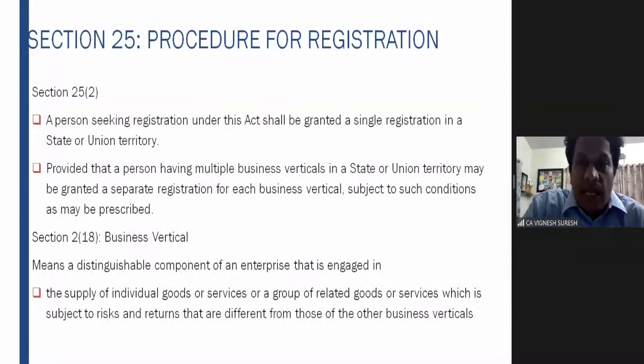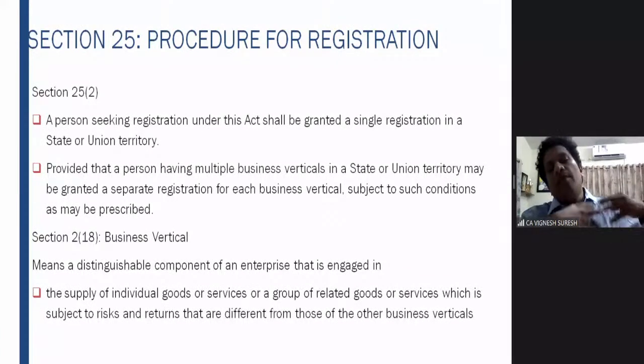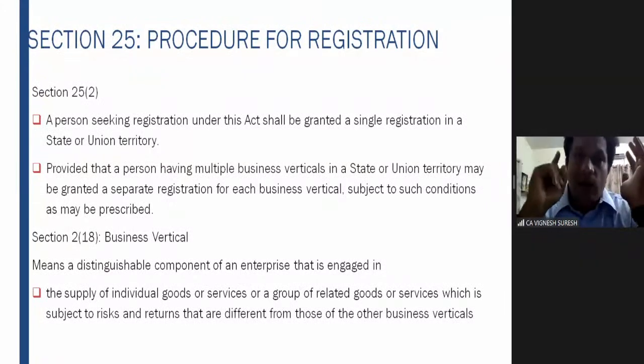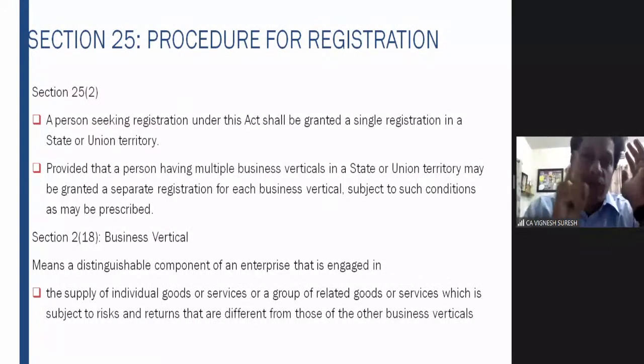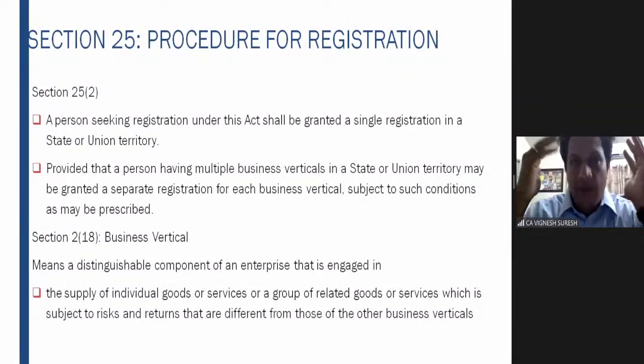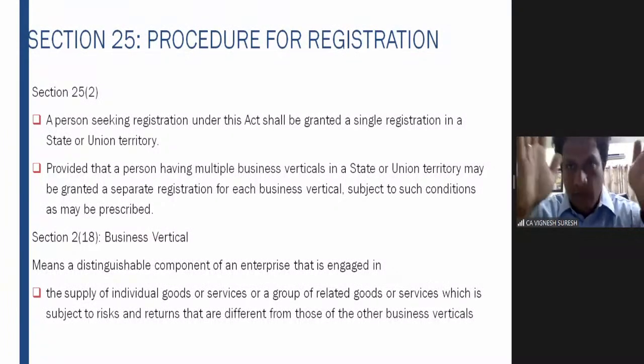A person seeking registration under the Act shall be granted a single registration in a state or union territory, right? Very simple. So when I am applying for a registration in a state, I will be granted only one single registration for that particular state or union territory. Please bear in mind, if I'm applying for a registration, assuming in the state of Maharashtra, I get a single registration for that particular state.